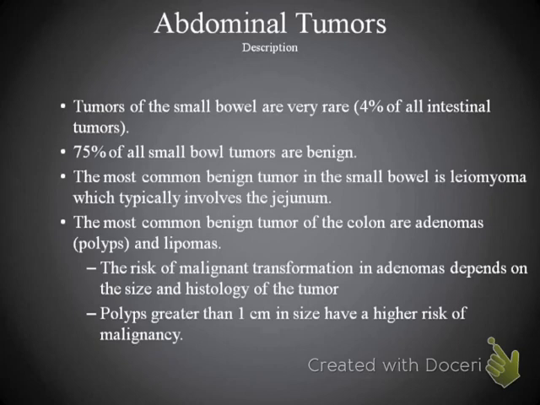The most common benign tumors of the colon are adenomas or polyps and lipomas. The risk of malignant transformation in adenomas depends on the size and histology of the tumor. Polyps greater than 1 centimeter in size have a higher risk of malignancy. So once again, we refer back to the polyps. As we see, most polyps are benign. However, there are those instances where those polyps can transform from being benign to malignant. So something to keep in mind: as the polyp grows, the chance of malignancy skyrockets.